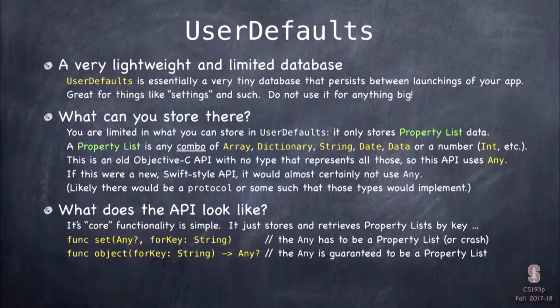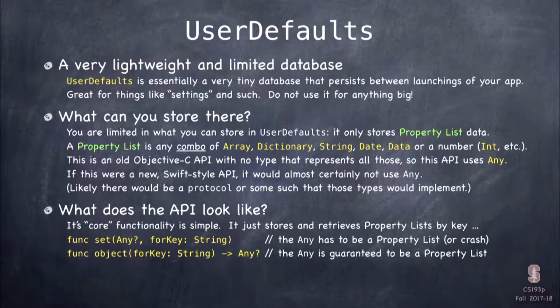And this is an Objective-C API. But that Any has to be a thing that is a property list. So it could be an int, it could be an array of strings, it could be a dictionary whose keys are strings and whose values are arrays of doubles. Those would all be considered property lists. Okay? But an array of CGFloat is not a property list, because a CGFloat is not a property list.